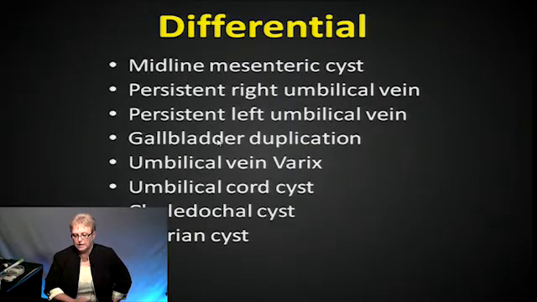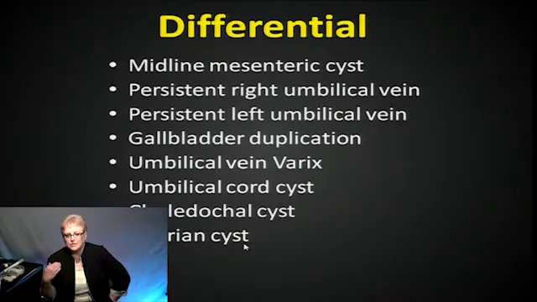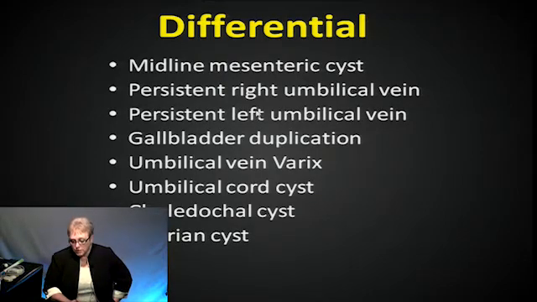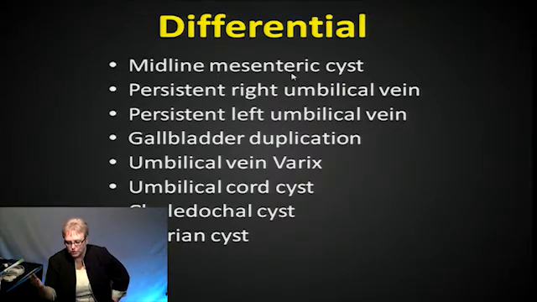Differential again: midline mesenteric cyst, persistent right umbilical vein, persistent left umbilical vein, gallbladder duplication, umbilical vein varix, umbilical cord cyst, choledochal cyst, ovarian cyst. You see how there's overlap as you're doing all of this. Well, it could still be a midline mesenteric cyst, but we put color on it and it's got flow in it. So we know right there it's going to be something vascular.